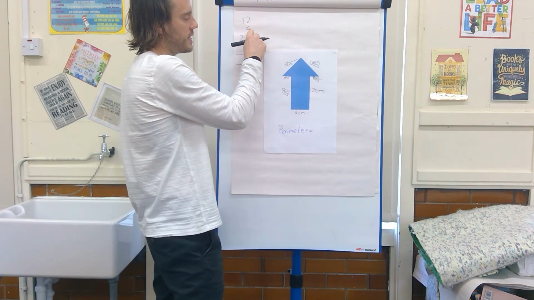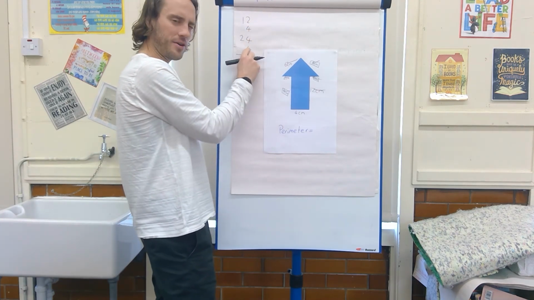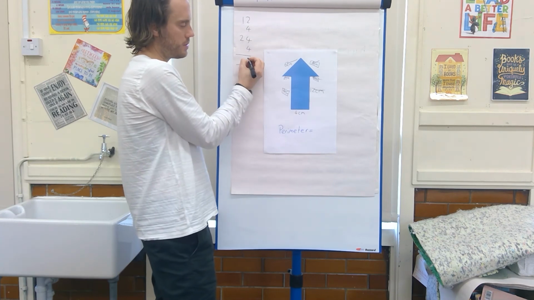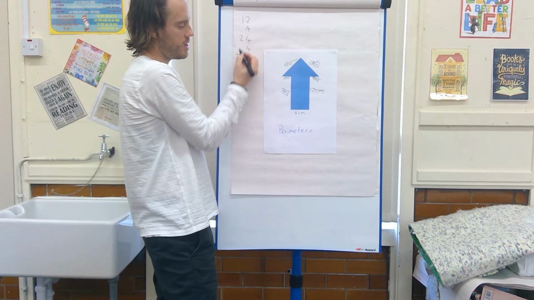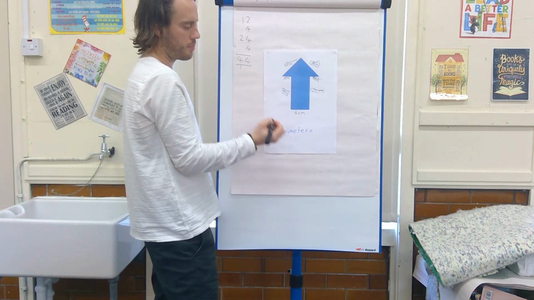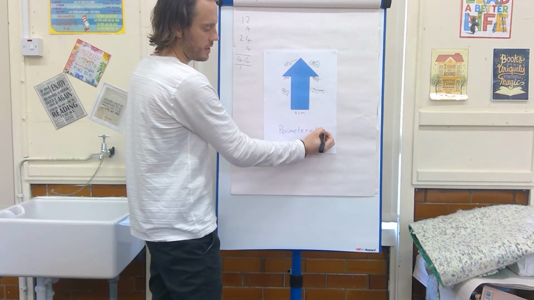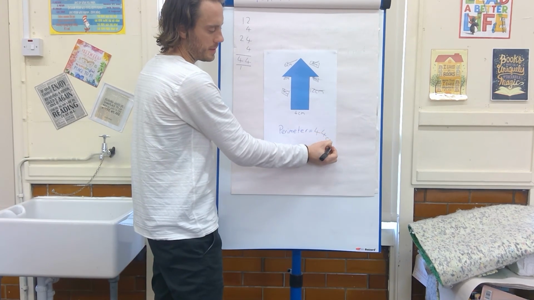So now we can add all these up to find the perimeter. 2 add 4 is 6. Add another 4 is 10. Add another 4, that's 14. Carry the 1. So the perimeter of this one would be 44 centimetres.